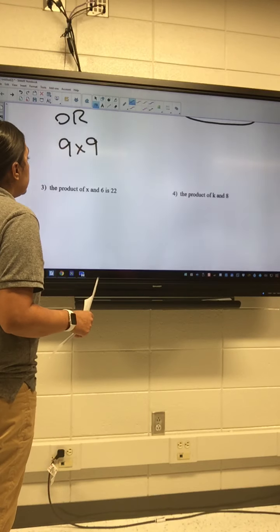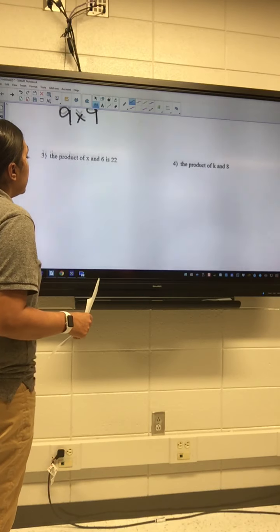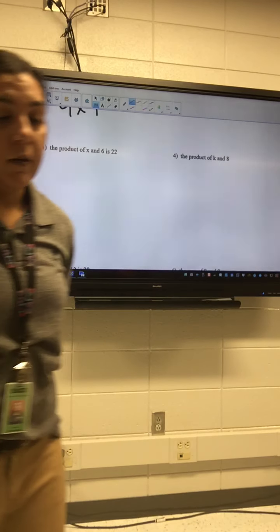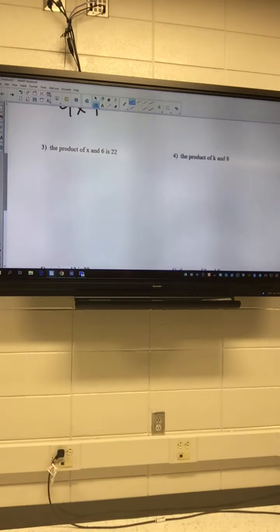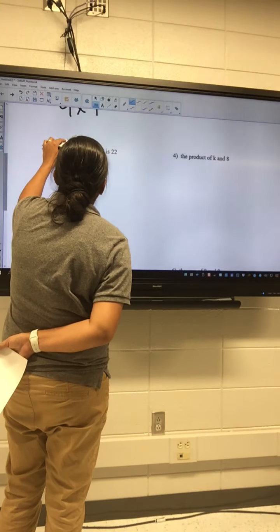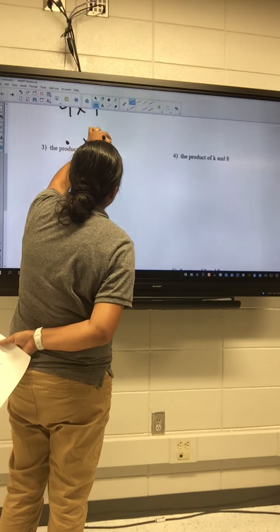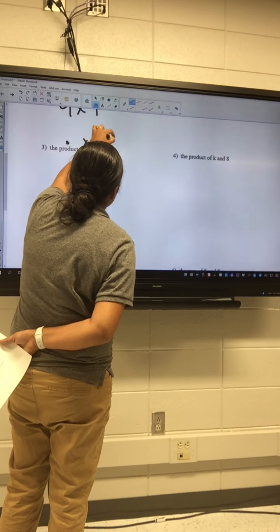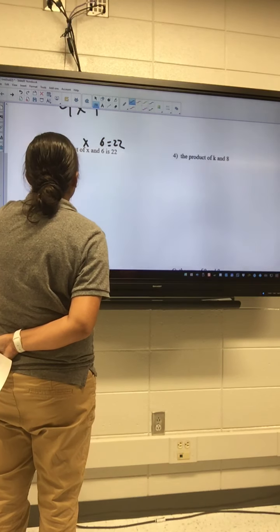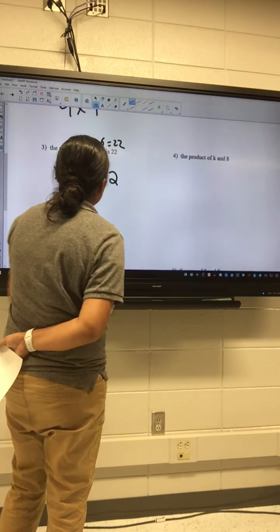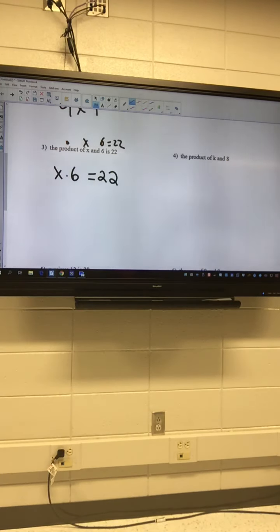Number 3 says the product of x and 6 is 22. What does product mean? Multiplication. It means multiplication. So it says the product, and I'm going to use a dot for this one, of x and 6 is, means equals, 22. So essentially it's saying x times 6 is 22. x times 6 equals 22. Is means equals.